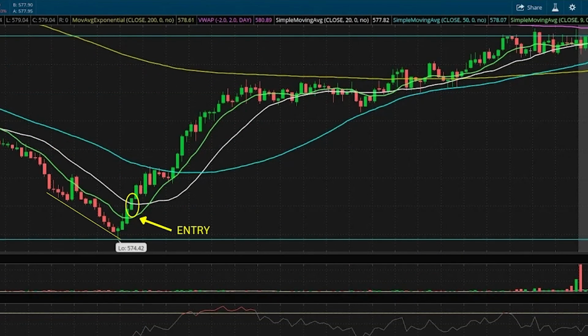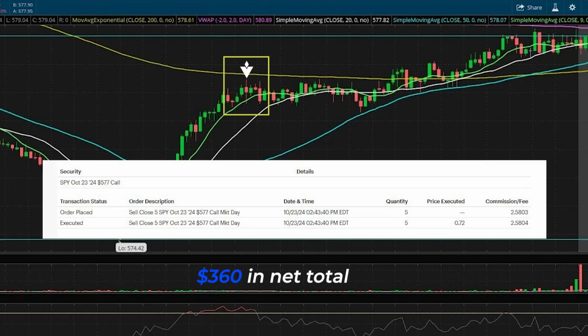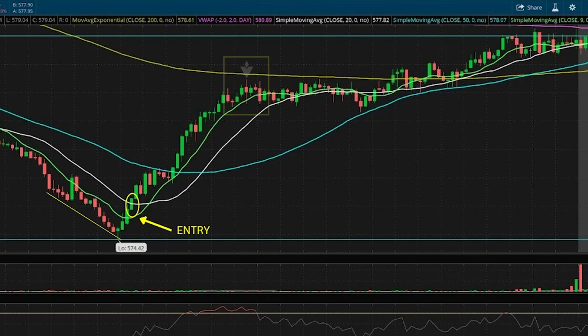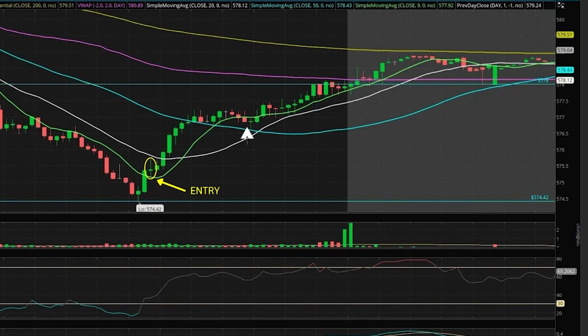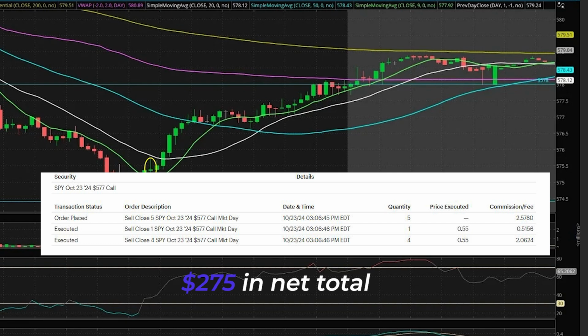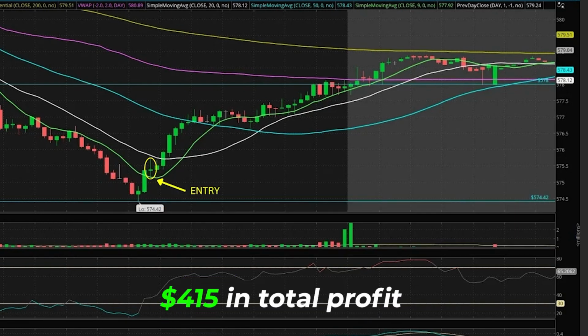I closed half of my position when the price started consolidating near the 200 exponential moving average line in yellow on a 1-minute chart. This netted me about $360, or $140 in profits. Given the 1-minute and 3-minute charts, I believe that with the consolidation, the price was forming a bull flag pattern. However, when it broke below the 9-period moving average on the 3-minute chart, I decided to close the remaining 5 contracts, netting an additional $275. So in total, I made $415 in profits from trading the bounce in SPY.